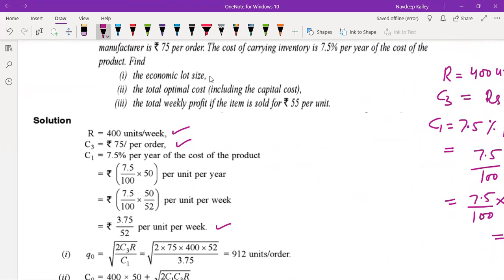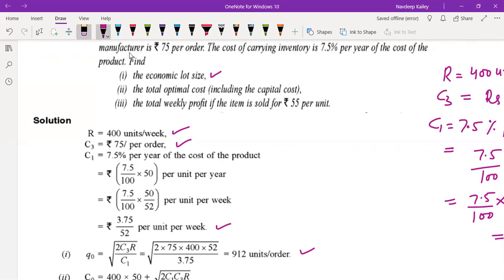Now we have to calculate economic lot size. The formula for economic lot size is square root 2 C3 capital R upon C1. We have the values of all the coefficients, that is C3, R, C1. Put the values here. After calculation, we will get it as 912 units per order.